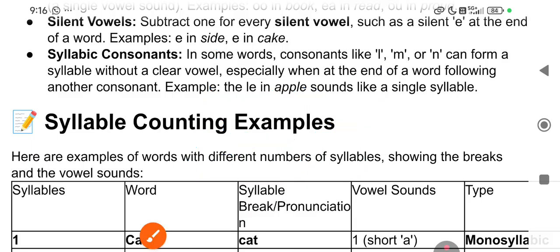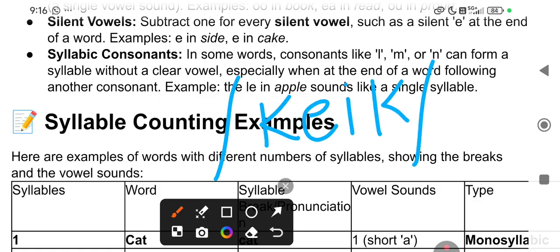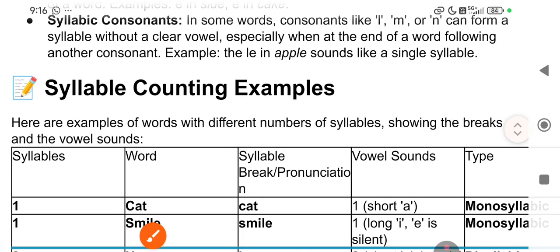Cake, it's not cake-e. So it's cake. These two sounds will be one sound and then no sound from the silent E. So it will be counted as one. So cake is a one syllable word, right?